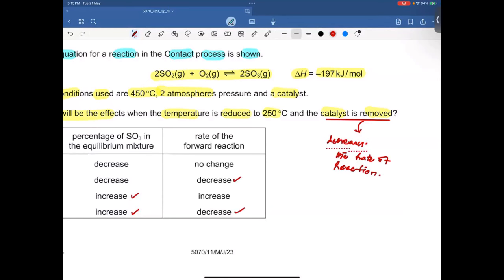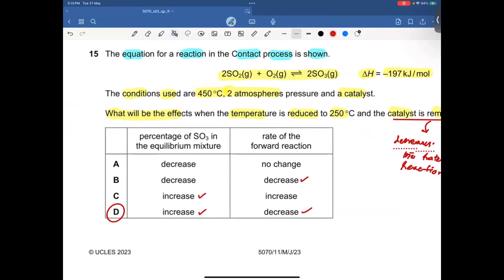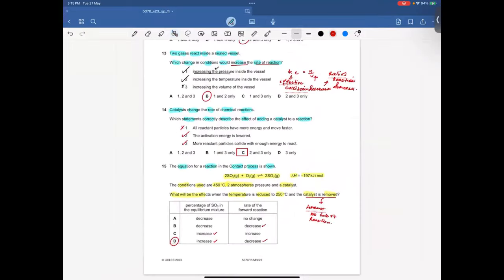So it decreases and decreases, and therefore D is going to be the right answer. Okay.